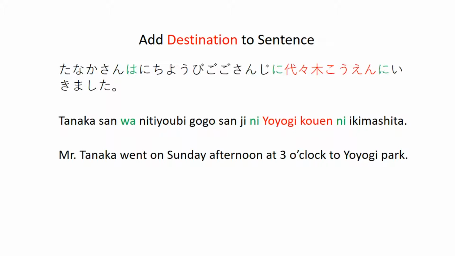We have now 3 particles in the sentence. The wa indicating the topic, we have ni indicating the time, and we have ni indicating where or destination. And you have 2 ni's, which is perfectly okay. The ni particle has different purposes in the sentence. And how do you know which ni is being used? Well, it's purely by context.